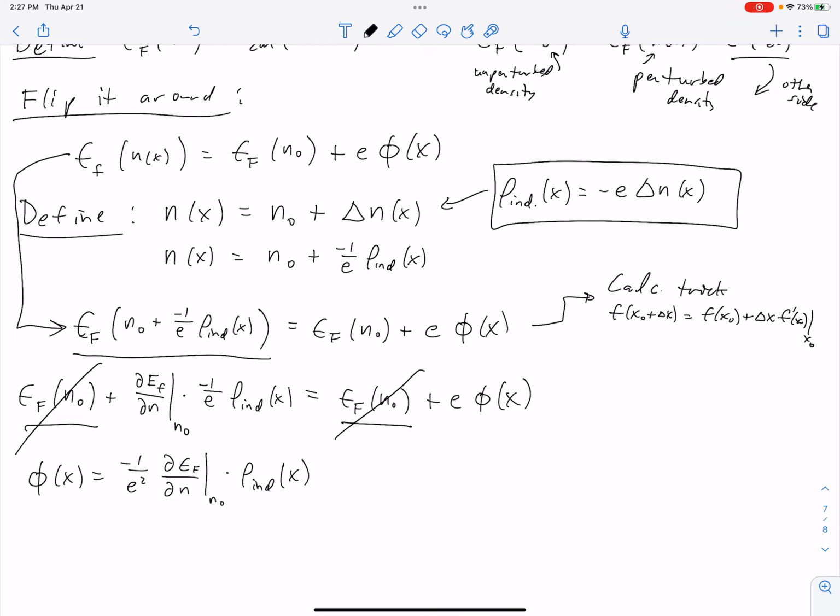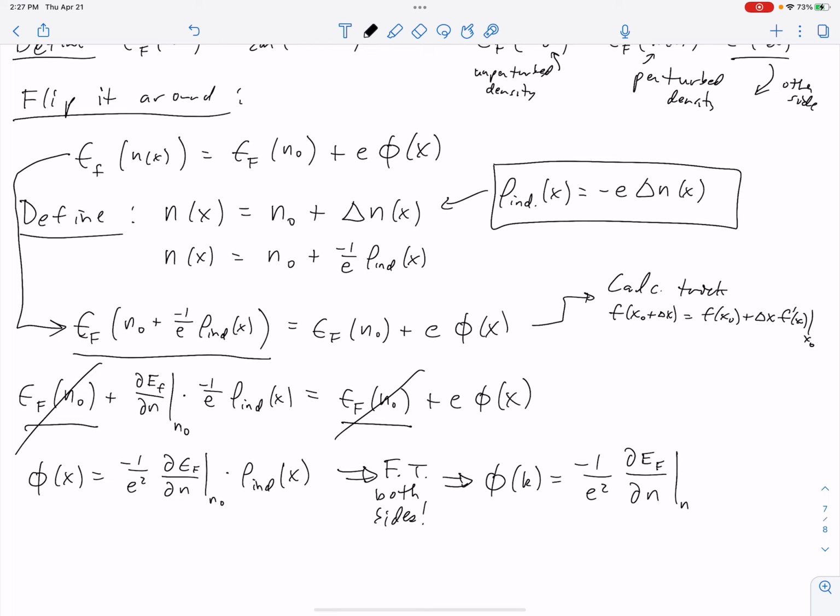And then what we can do is Fourier transform both sides. And so that gives us phi of k is equal to negative 1 over e squared dE_F/dn at n naught times rho induced of k, because I Fourier transformed it.